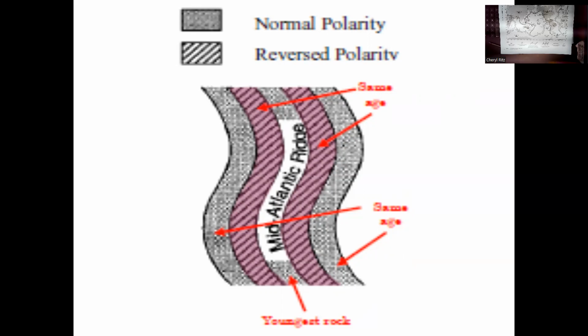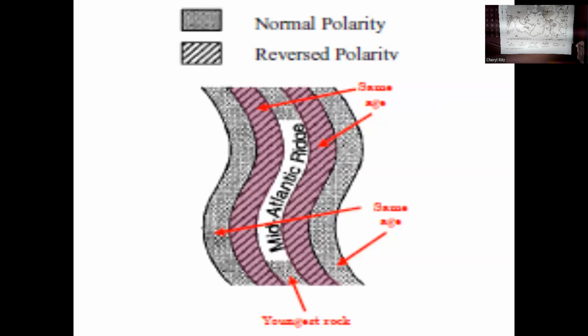What is the only thing we know about the rocks on the mid-ocean ridge, on any ridge? They're the youngest. So the youngest rocks are here at the ridge. And where will I find the oldest rocks? On the outer sides, on both outer sides. So these will be the oldest.